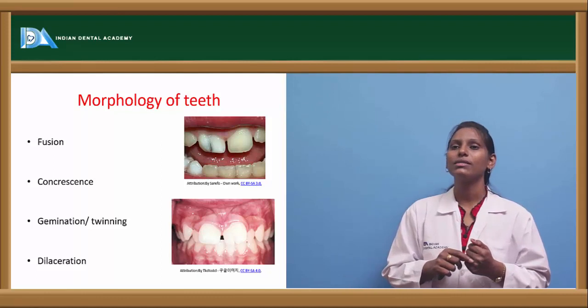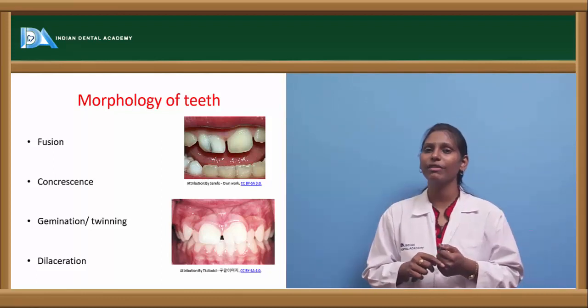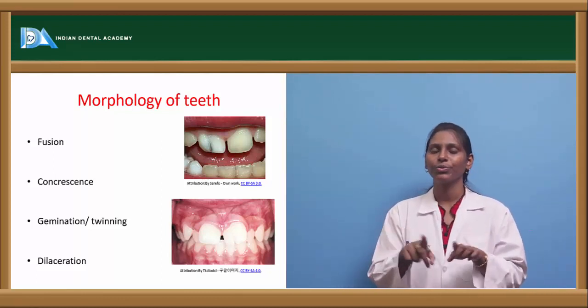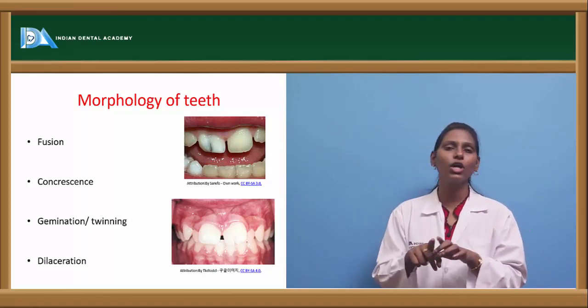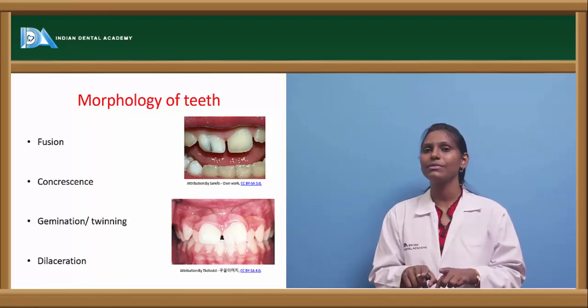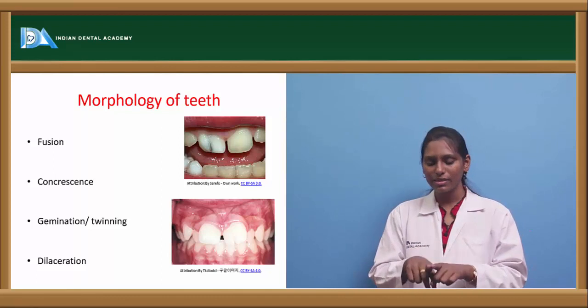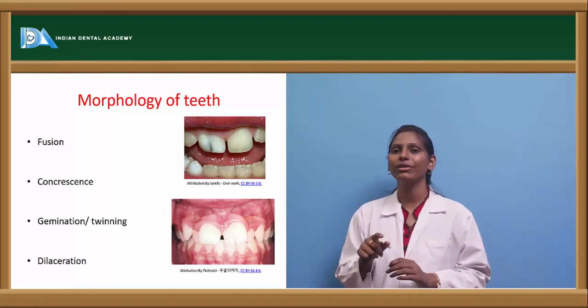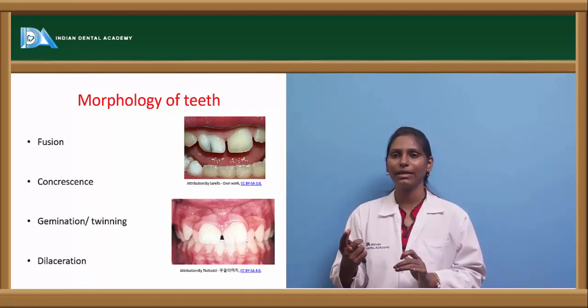And we have something called gemination. Gemination is a condition where one tooth bud divides into two. These two teeth need not be of the same size. If they are of the same size, then it is called twinning. In case of gemination, when we count the number of teeth, usually it is greater than one in number.